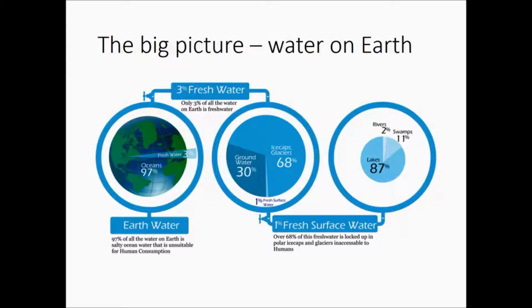Of that 1% of fresh surface water, 87% is locked up in lakes. Around 11% is in swamps, and 2% is in rivers.